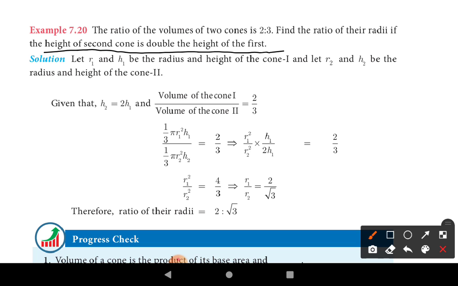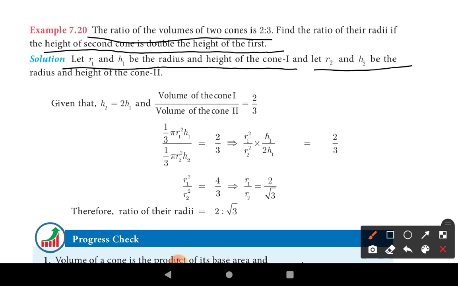Now we have two cones here, so we name it as radius r1 and height h1, and for the second cone we can name it as r2 and h2. So let r1 and h1 be the radius and height of cone 1, and let r2 and h2 be the radius and height of cone 2. The question itself mentions two cones, and the ratio of volumes is 2:3.